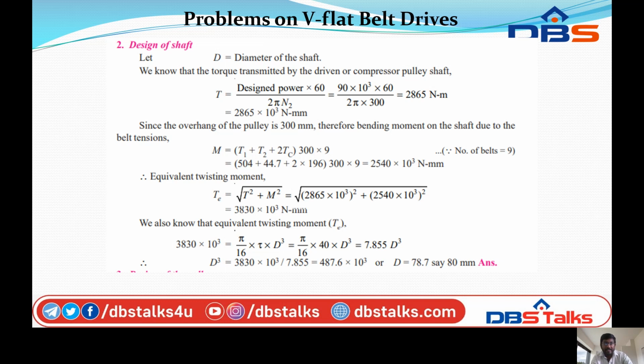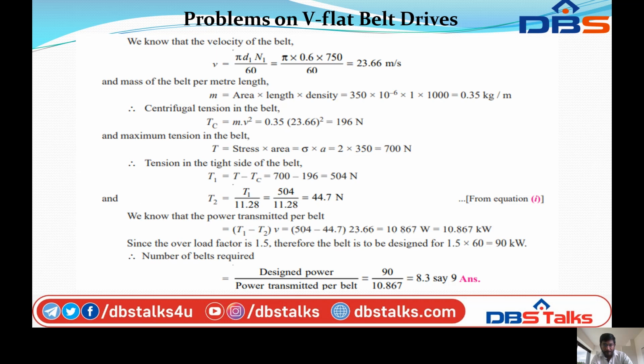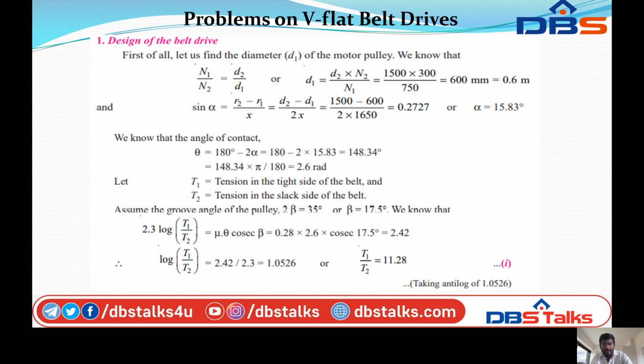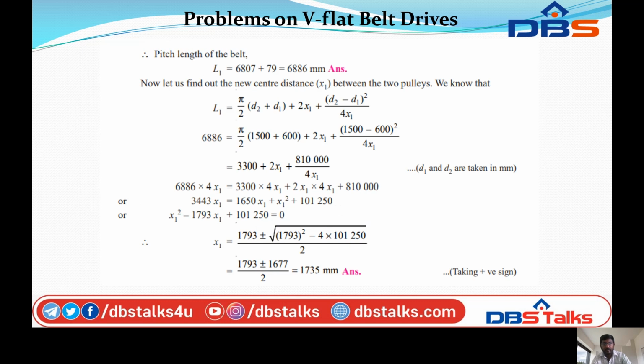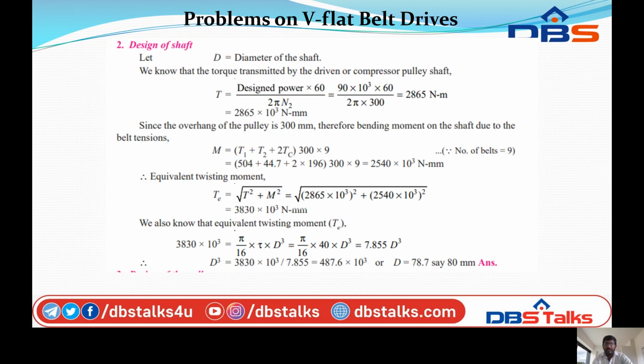So first you can calculate the design of the belt. Next we can calculate the design of the shaft. Let d be the diameter of the shaft. We know that the torque transmitted by the driven or compressor pulley shaft, T, is equal to design power into 60 by 2 pi n2, that is equal to design power 90 into 10 cube into 60 by 2 pi into n2.